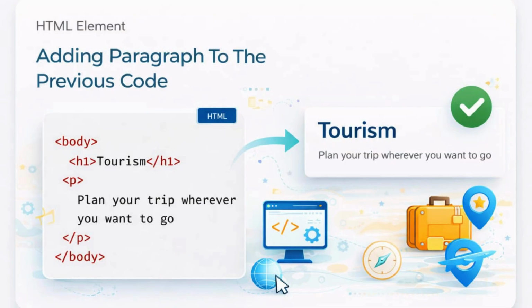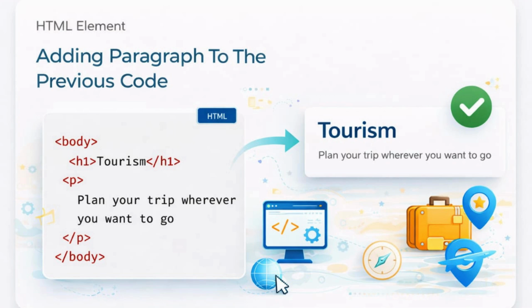Now let's take it one step further and add a paragraph to our previous HTML code. Earlier, we created a main heading using the heading tag. Now, we're adding more information below it using a paragraph. Inside the body tag, after the heading, we write opening tag P content, plan your trip wherever you want to go, closing tag P. So what's happening here?